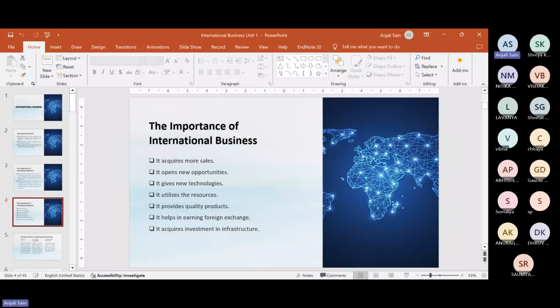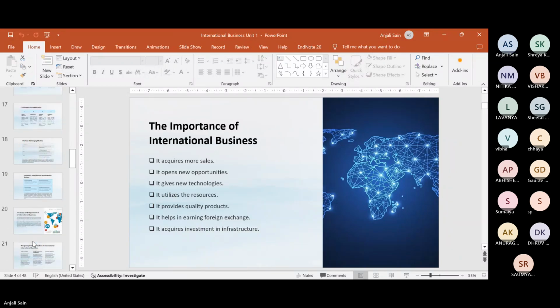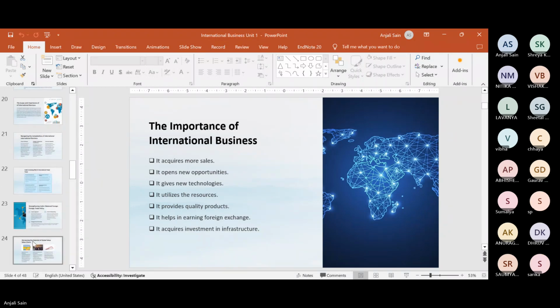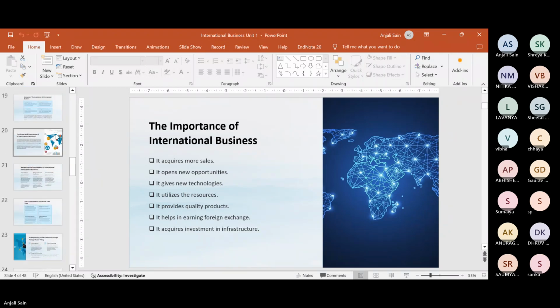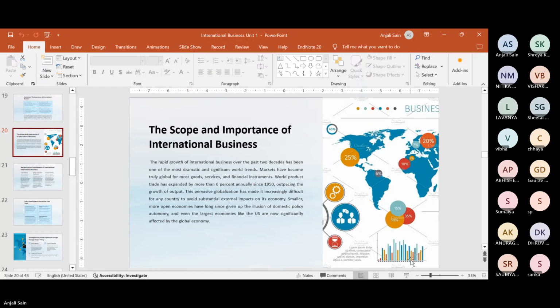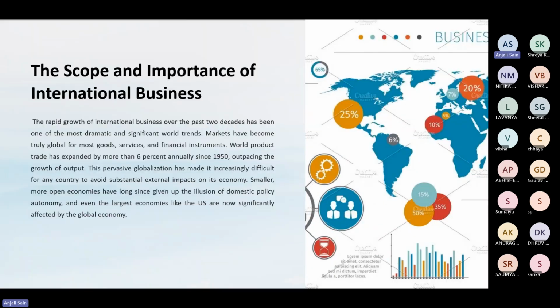Now we'll start your new topic, which talks about the systems which affect international business. Before starting the systems, we'll discuss the scope and importance of international business. We have already discussed it, but this is the second chapter of your SLM. We'll quickly discuss it. What is the scope and importance of international business?